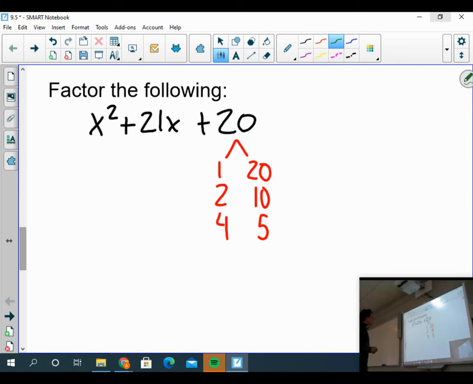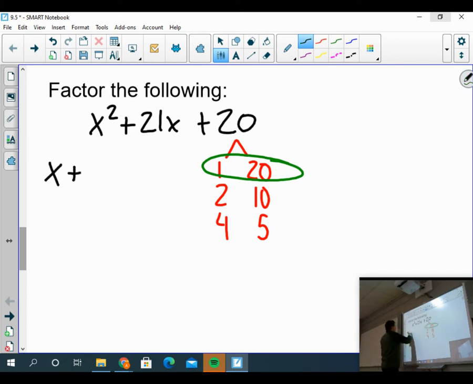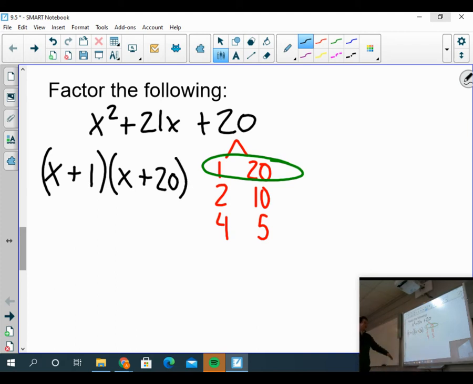So what I'm going to do is now identify out of my list of factors which ones add to give me 21, and that, of course, would be 1 and 20. And so now I will write them as a product of two binomials, with the first term in each binomial being x, because that will give us the x squared. And if I wanted to triple check my work, I could multiply this out. And what I would find is that I will indeed get x squared plus 21x plus 20.